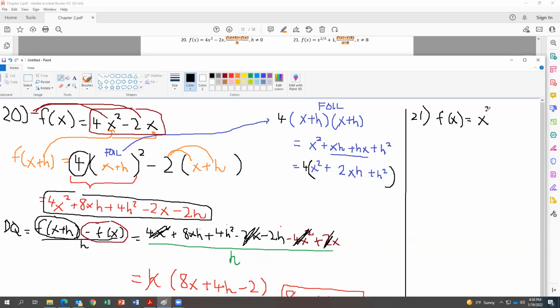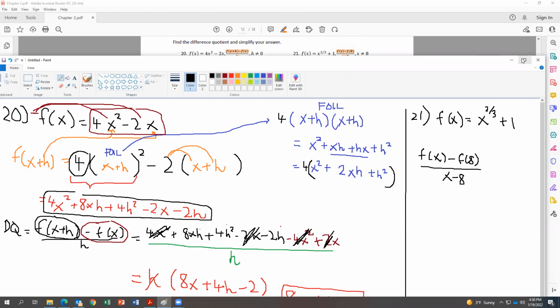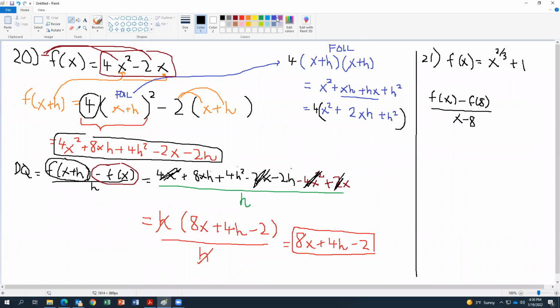Last question is this one. f of x is x^(2/3) plus 1. The question here is asking us to find f of x minus f of 8, over x minus 8. So this is the question for question number 21. f of x is given to us by this, so we just need to figure out what f of 8 is.